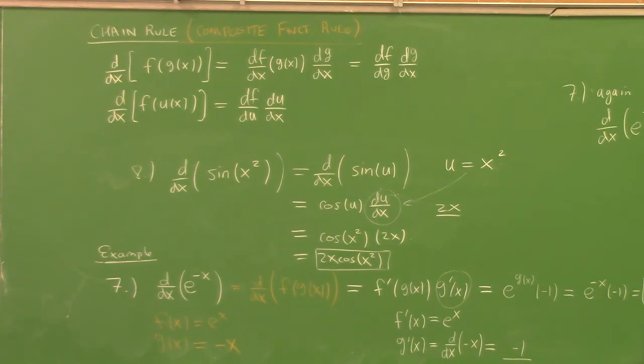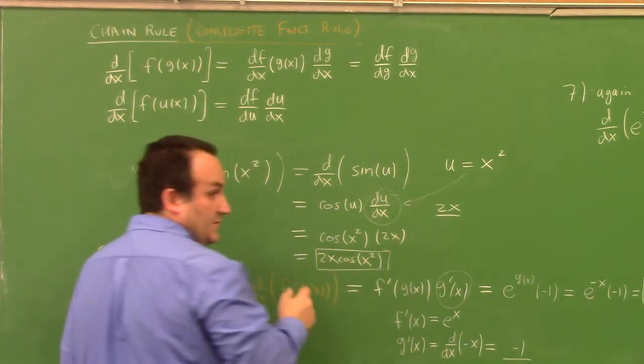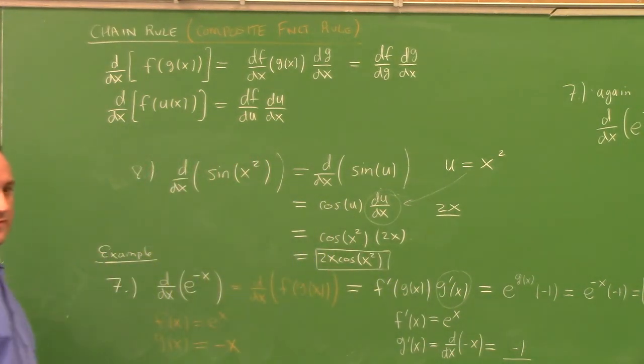I differentiate x squared to give 2x. du dx is 2x, because the derivative of x squared is 2x by the power rule, which you guys already know from test 1.